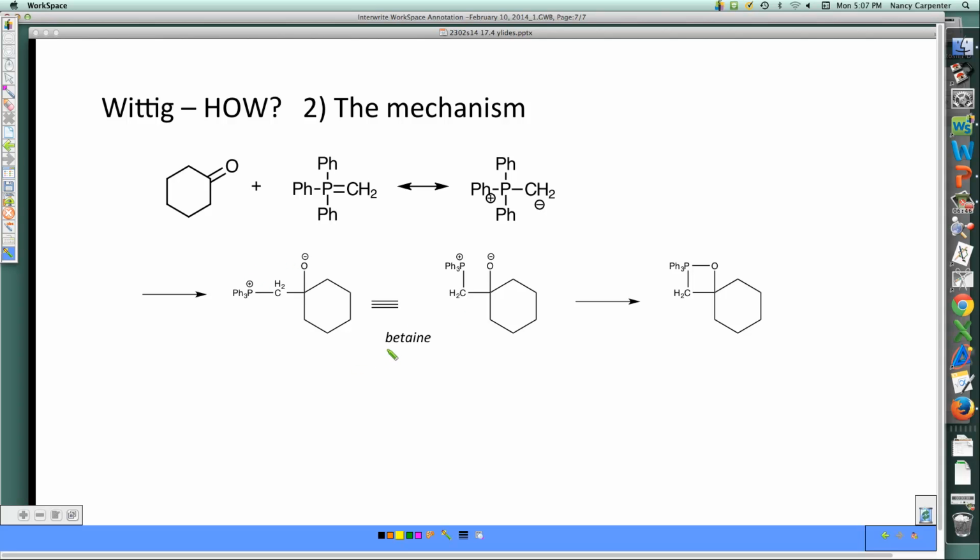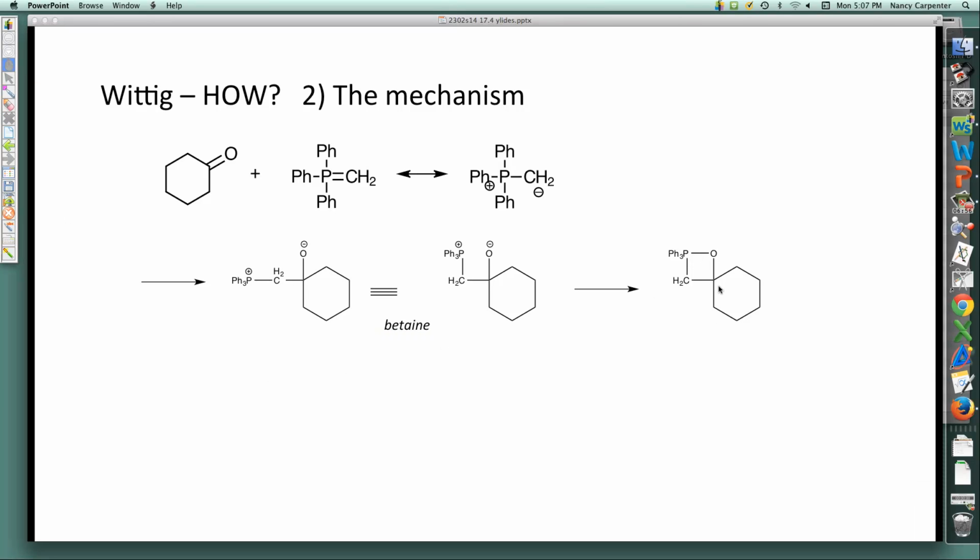The ring-opened version here is called a betaine. So I know it looks like betaine, but it's a betaine. And the ring-closed version here, this little four-membered ring, is called an oxaphosphetane. So you can always impress your humanities major friends by throwing around these names and saying, well, we talked about oxaphosphetanes today in class or online, whatever.